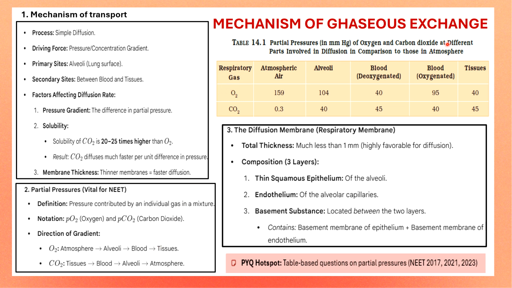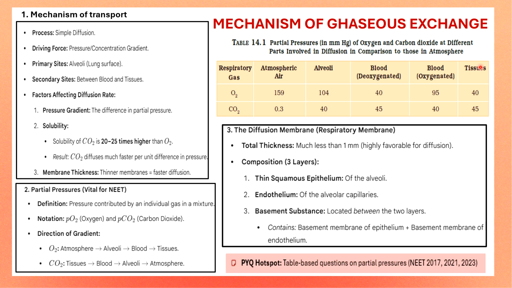We talked about what is partial pressure. The partial pressure of both oxygen and carbon dioxide is different in different environments. In atmospheric air, the PO2 is 159. For carbon dioxide it is 0.3. In alveoli it is 104, and for oxygenated blood it is 95. For tissues it is 40, and for deoxygenated blood, the partial pressure of oxygen is again 40.